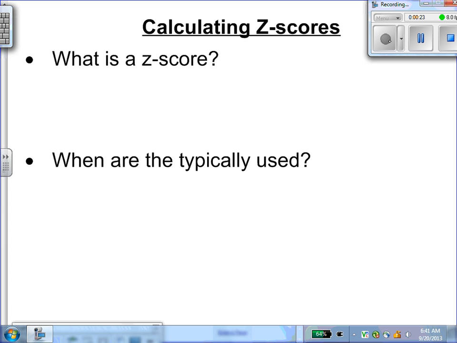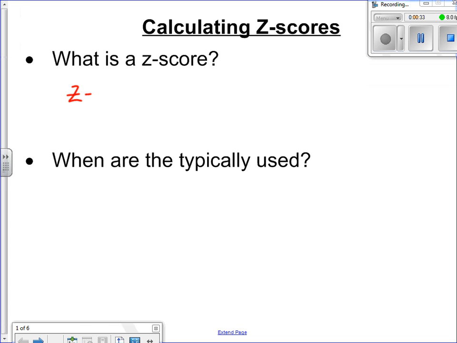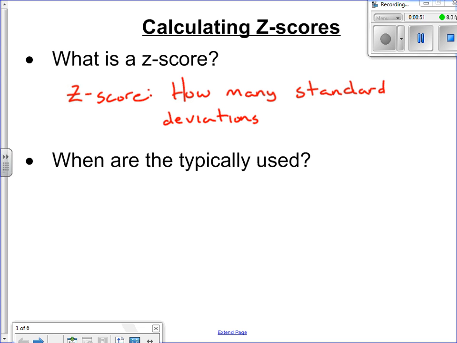What is a z-score? What a z-score does is it helps us compare spread with our centers, as it will tell us. So a z-score, what it is, it's how many standard deviations a value, or an observation, is from the mean.